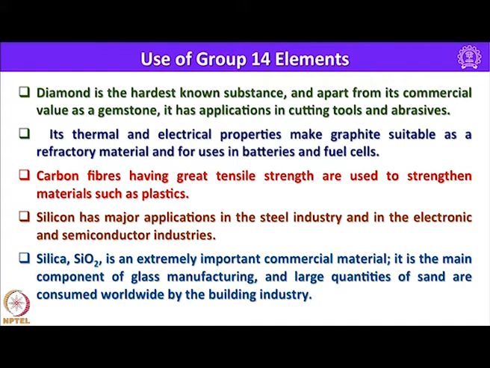Silicon has major application in the steel industry and in electronic and semiconductor industries. Silica is an extremely important commercial material. It is the main component of glass manufacturing, and large quantities of sand are consumed worldwide by the building industry. Of course, we have in India now a scarcity of silica, that is the sand for construction.